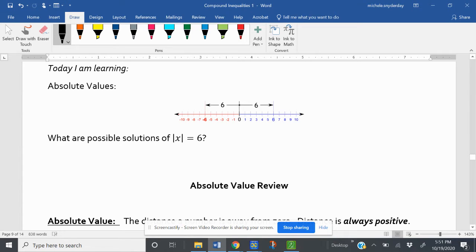So this is a real quick review. What are the possible solutions of the absolute value of x if it equals 6? And I have a little number line here. And if it equals 6, it could have been the absolute value of a positive 6, that equals 6. Or the second possibility is it could have been the absolute value of a negative 6, because that also would be a positive 6, right?